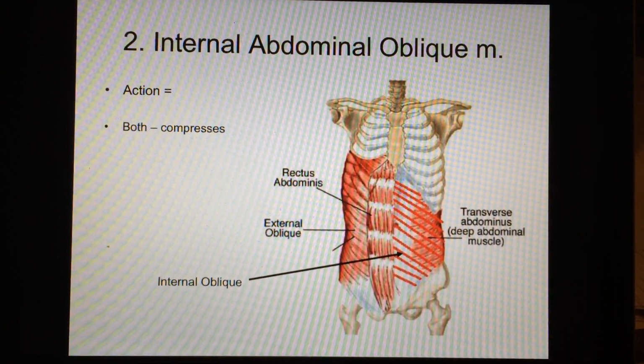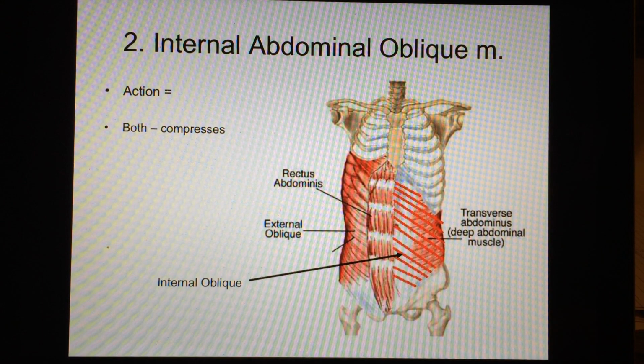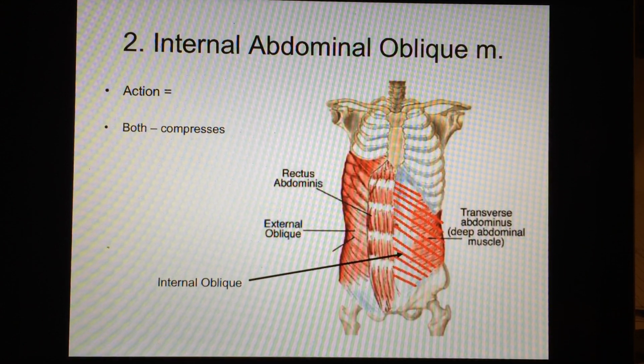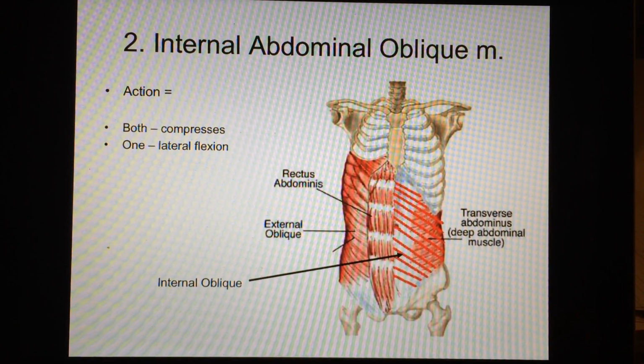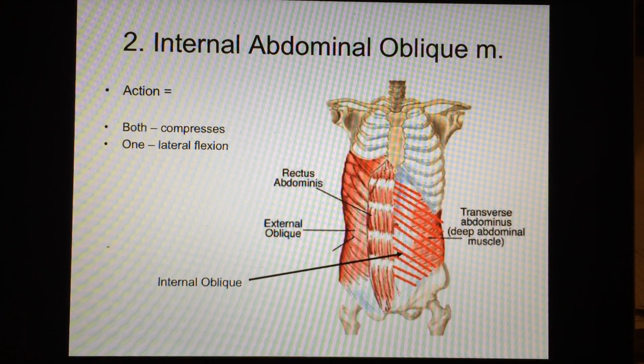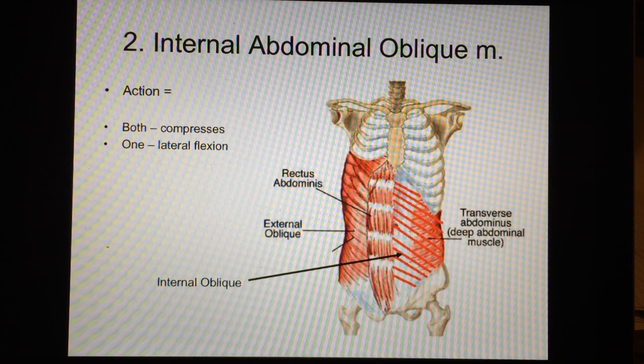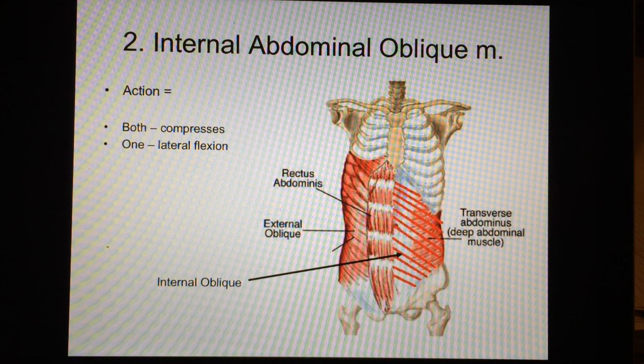Okay, there's the internal abdominal obliques that I penciled in there. Action. Also helps to compress the abdomen and provide support for the abdominal region and the organs. And it allows for lateral flexion.